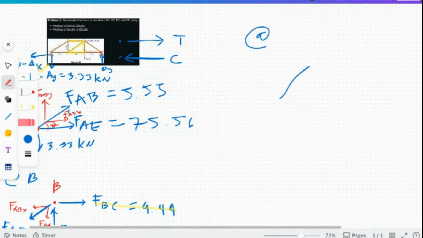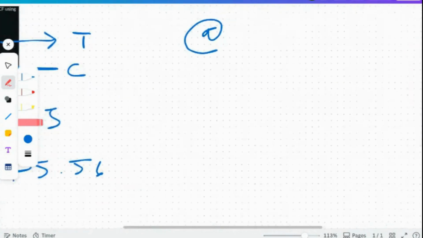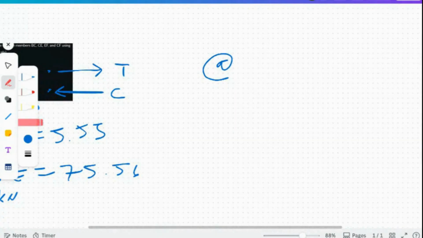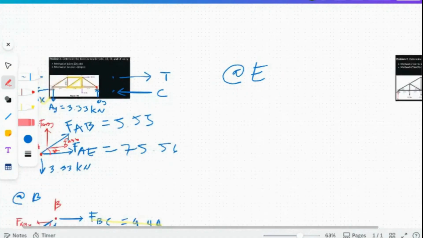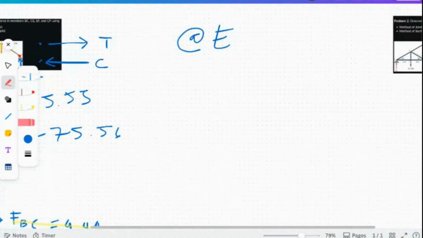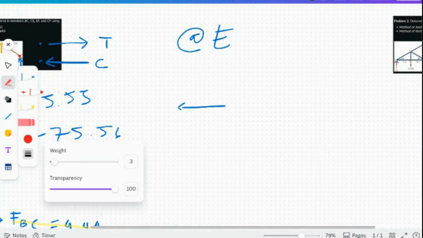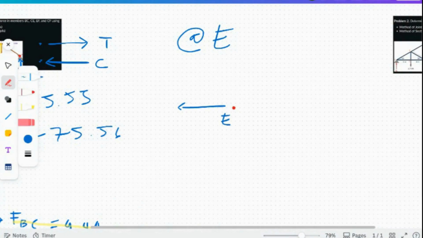It's really difficult doing a zoom at the same time. At joint E, there's pretty much a lot of players in. So here's going to be your E. You have a compression force over here that we've solved earlier.